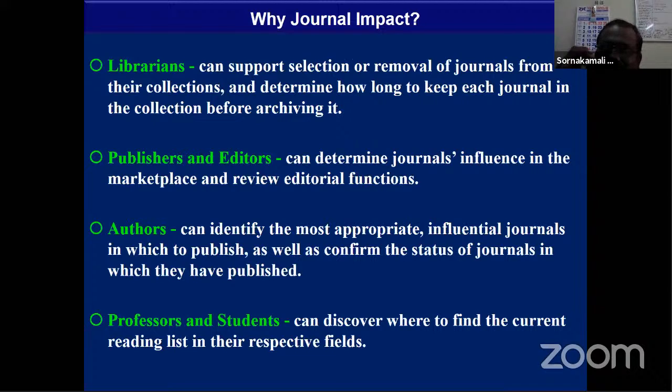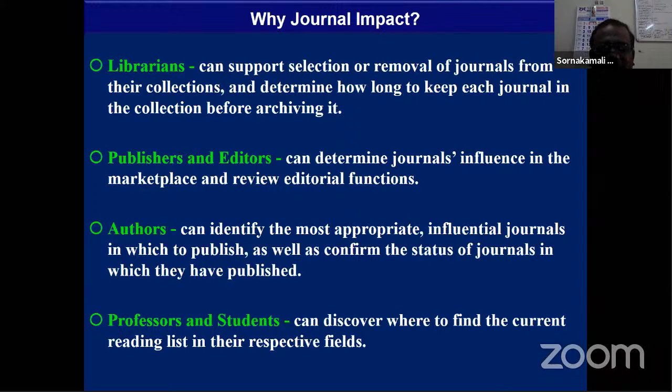Why is impact factor important for journals? In the market, thousands of journals are launched or flooded. It is not possible for a librarian to select every journal. He has to set some criteria to choose journals for the library. So for that purpose, the librarian always chooses the topmost journal, which has high quality and a high impact factor, so that he can subscribe to the journal for the library.